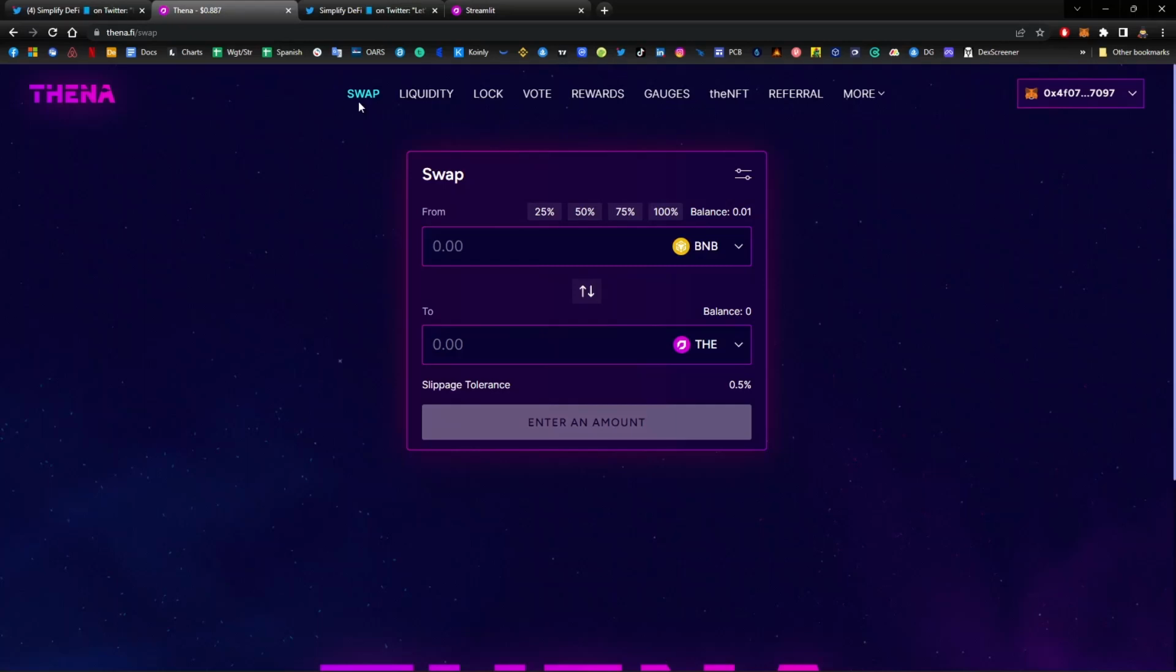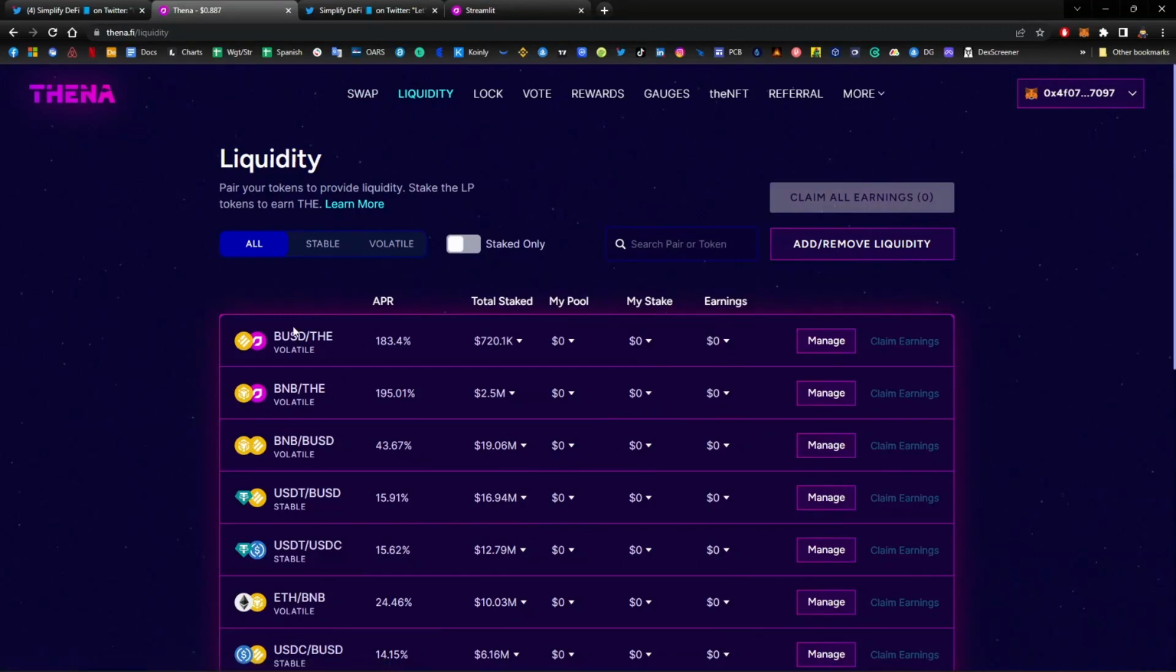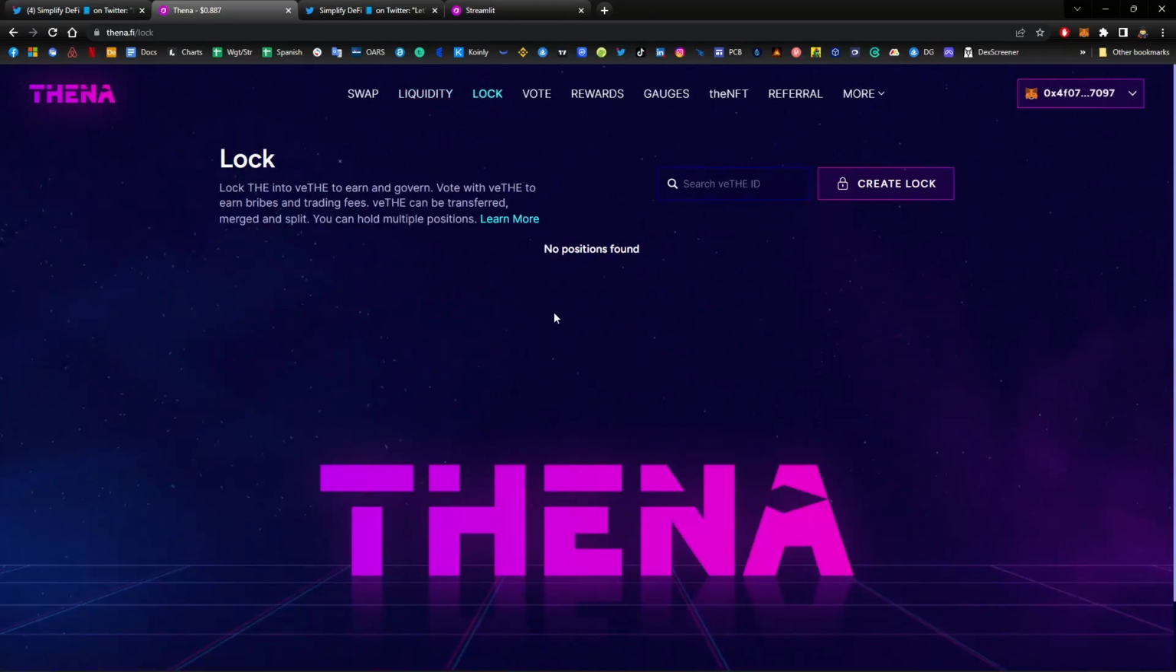You can click right here on the swap button, and this is where you would, guess what, swap your tokens. The liquidity tab, this is where you would provide liquidity for certain token pairs, and you get rewarded in the DEX token shown right here with the APR. Clicking on the lock section, this is where you take your DEX token, and we're going to be locking it, and then you get an NFT.